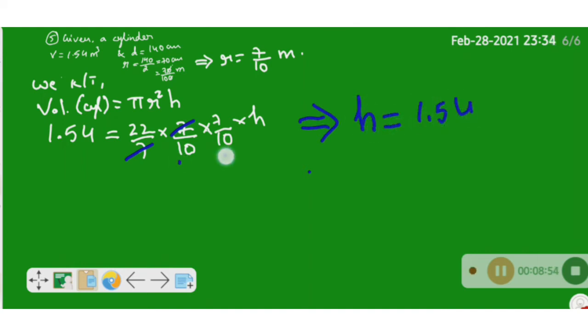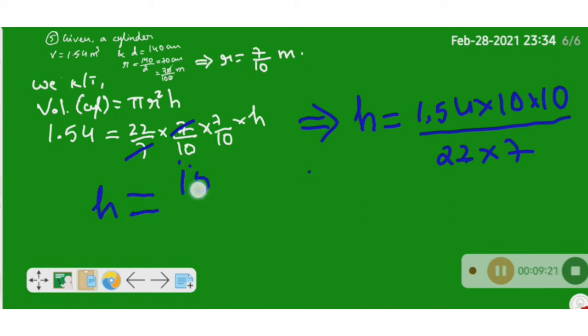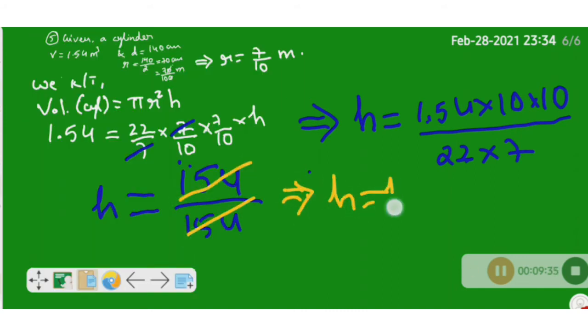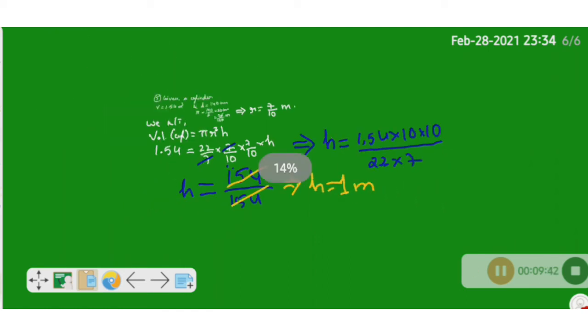Height equal to 1.54. This 10 into 10 is dividing here, right? If you transpose, it will multiply on the other side. So 10 into 10 by this 22 into 7 will go to the other side and it will divide. And if you multiply this 1.54 into 10 into 10, this is nothing but 10 tens are 100. The point will move 2 digits to the right side, and that will make it 154 by, and if you multiply this 22 into 7, 22 sevens are 154. So clearly if you cancel it, that gives you height equal to 1 meter, right?